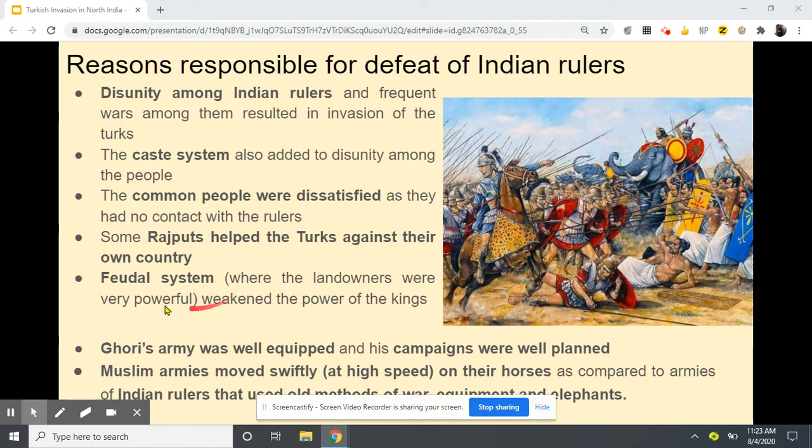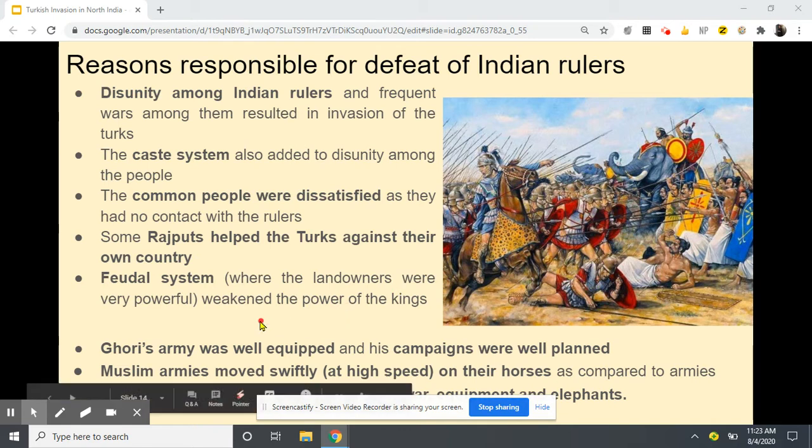Next is the feudal system, which weakened the powers of the kings. The feudal system is where the king grants land to officials who take care of the land, and in return provide soldiers to the kings, as well as give tax to the kings. But since these landowners were the ones actually providing the king with soldiers and maintaining the army for the kings, they themselves started becoming powerful, and the power of the kings weakened.